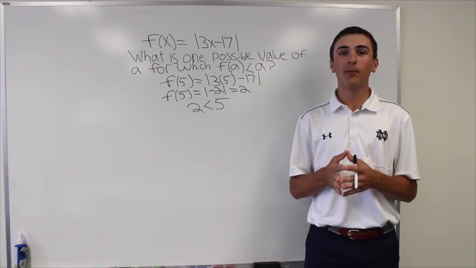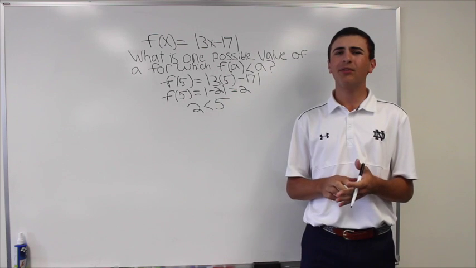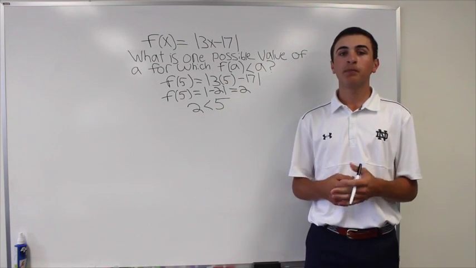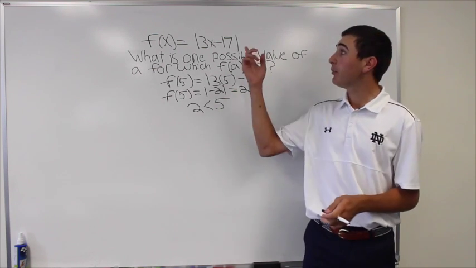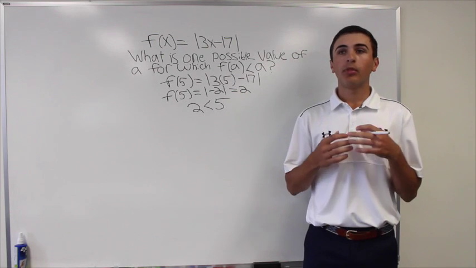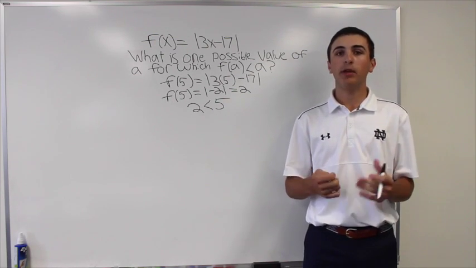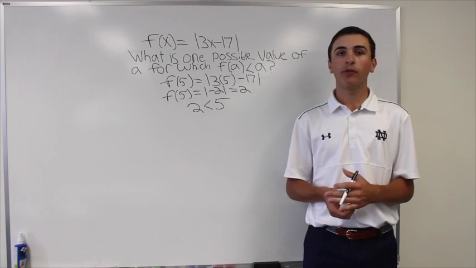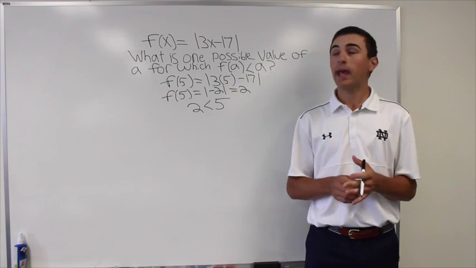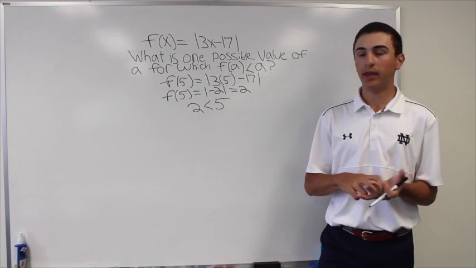For those of you who might be more comfortable doing this algebraically, even though it might be a little bit more difficult, here's how we would do it. We have an absolute value function. That means when we're finding the boundaries of what a might be, we're going to need two equations. The first is going to be 3a minus 17 equals a.